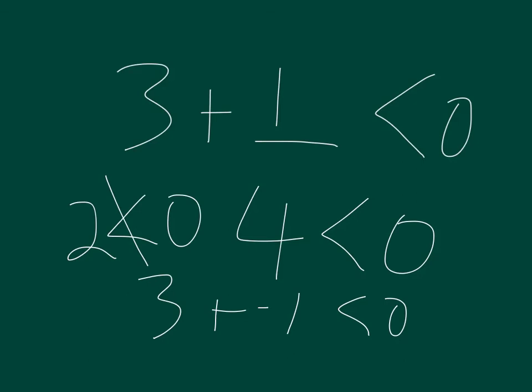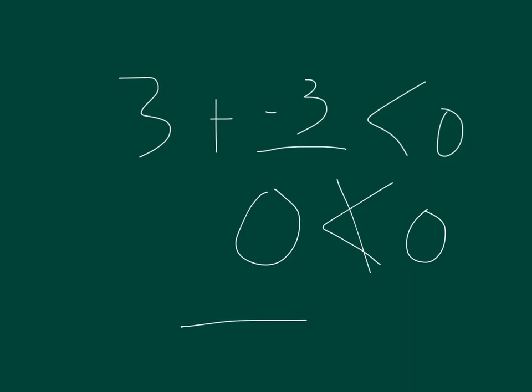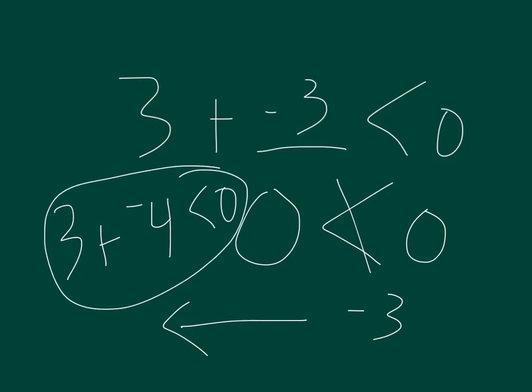So we have to go a little bit further, so think about this. What if I put in -3? I said 3 plus -3 is less than 0. 3 plus -3 is actually 0. 0 is not less than 0. So what I need to do is give a number in there that is less than -3. Now remember, when we talk about the number line, numbers that are less than -3 would be any number to the left of -3. So any number on the number line that goes to the left of -3 is less than -3. So if I said 3 plus -4 is less than 0, yeah, that actually works.